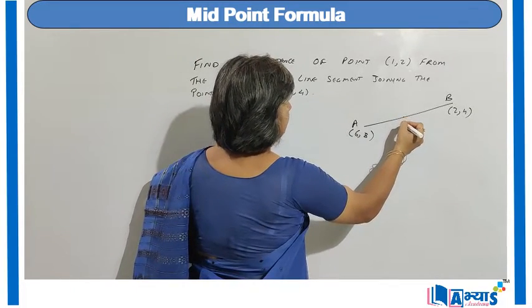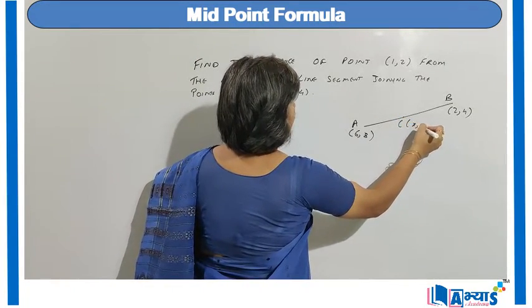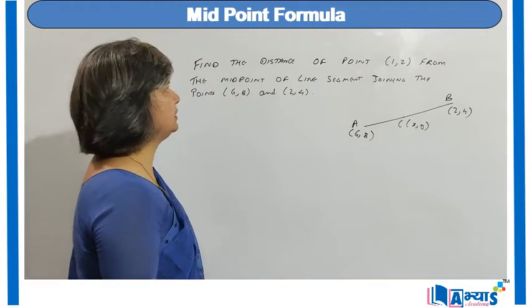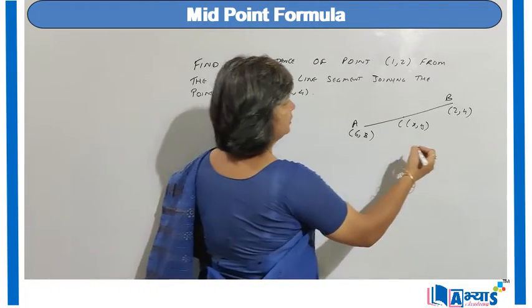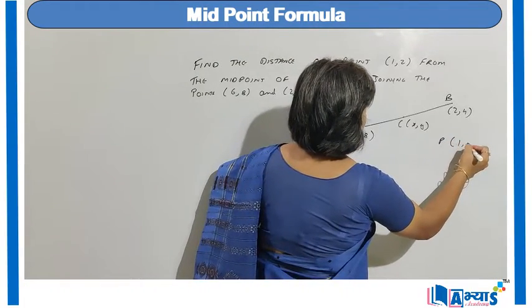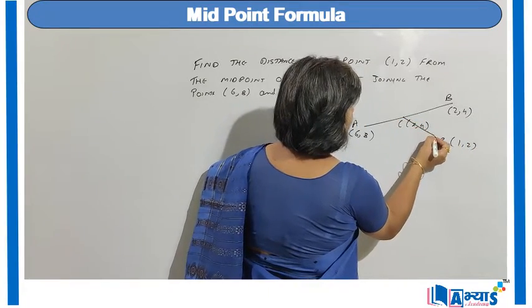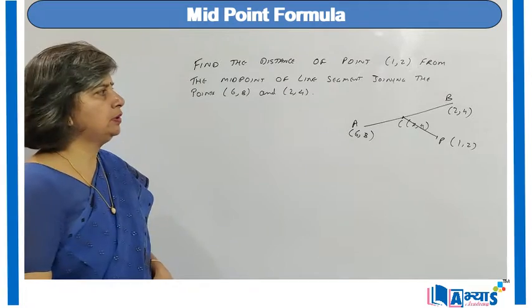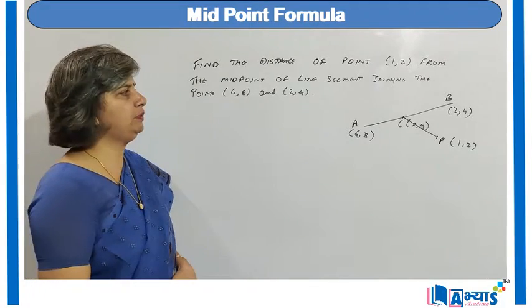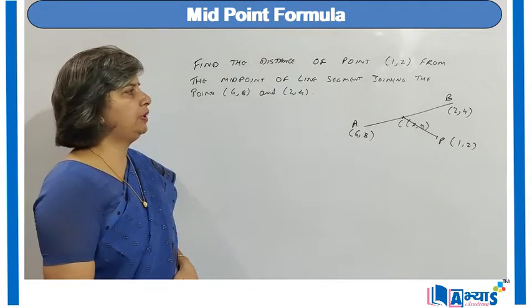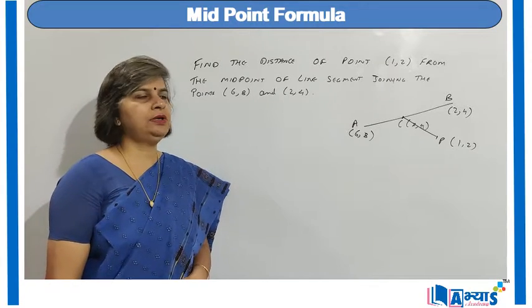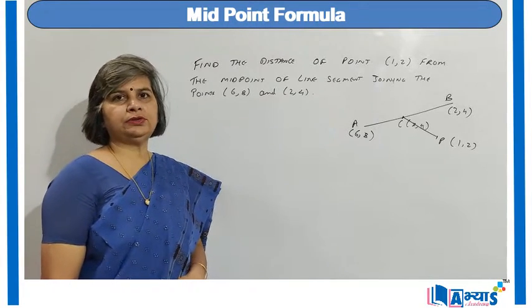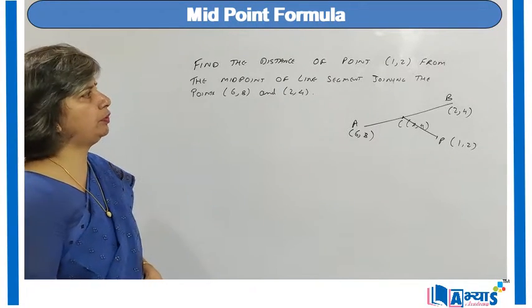Let us suppose C as x, y. Then we will try to find the distance between C and, let us suppose, the point P with the coordinates 1, 2. That means we are supposed to find the distance CP. To find the distance between CP, we will use the distance formula, but we should know the coordinates of C. So to find the coordinates of C, we will use the midpoint formula.